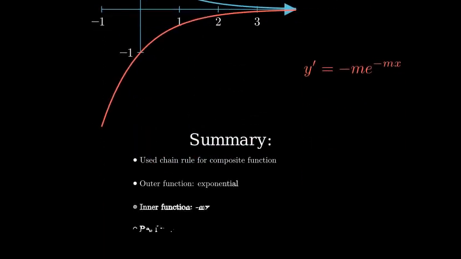To summarize, we found the derivative of e to the negative mx by applying the chain rule. The result is negative m times e to the negative mx. This shows us that the rate of change of an exponential decay function is proportional to the function itself, a key property of exponential functions.